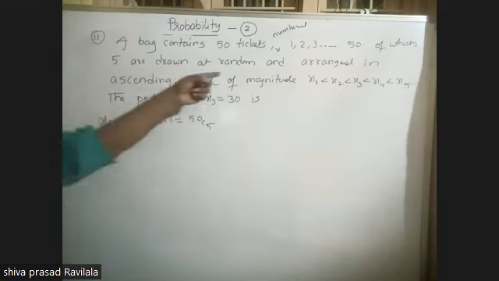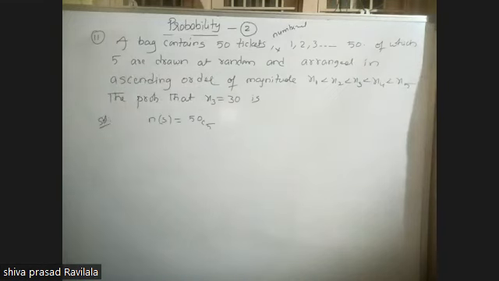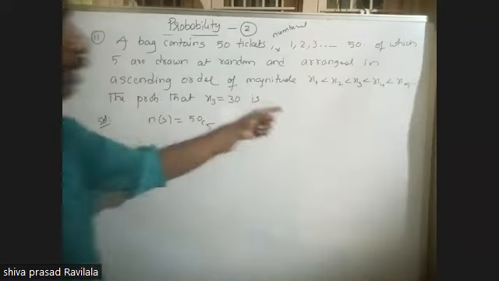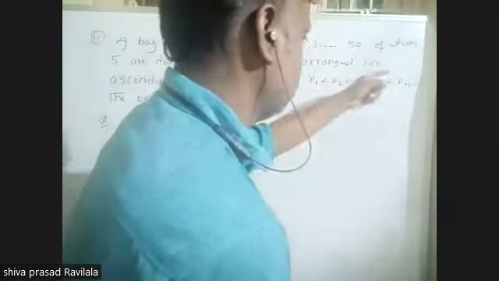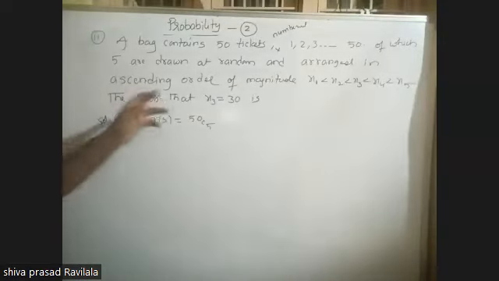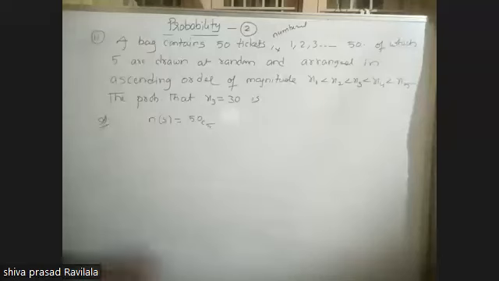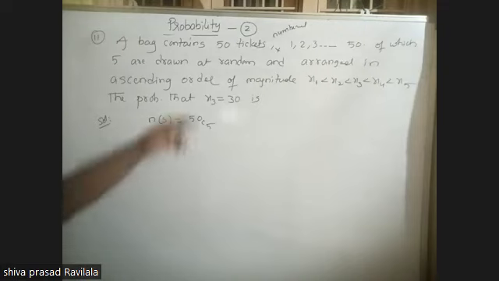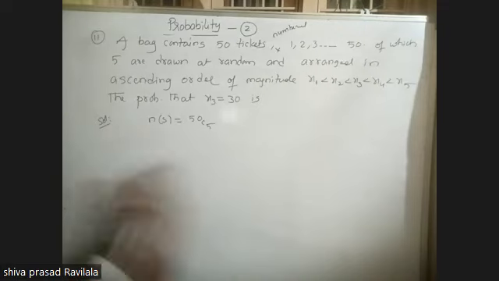Next, 5 are drawn at random and arranged in ascending order of magnitude: x1 less than x2 less than x3 less than x4 less than x5. Then the probability that x3 is equal to 30. What is the probability that x3 will be 30? How do you select the remaining 4 numbers? Already they give one number.